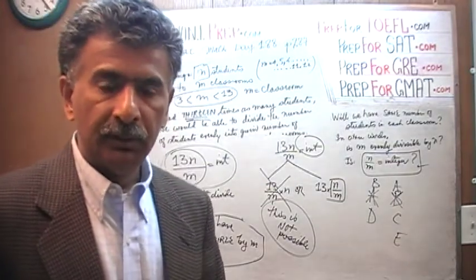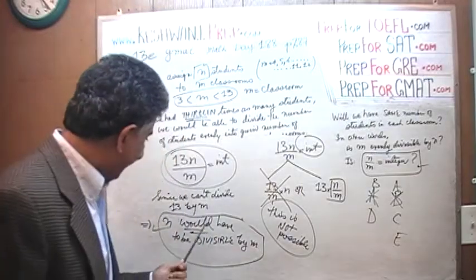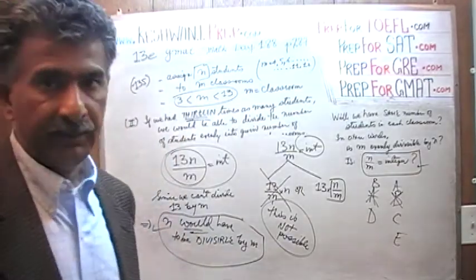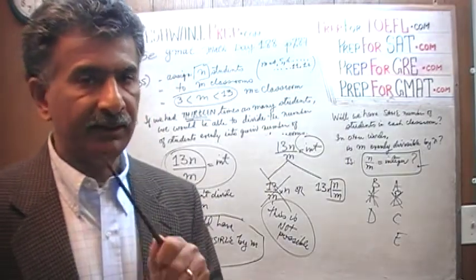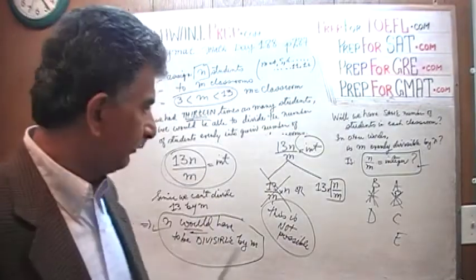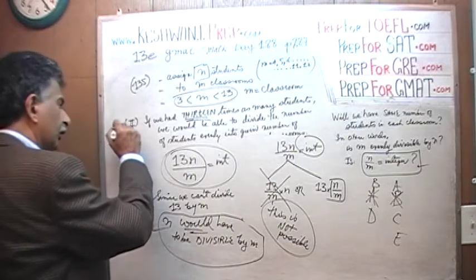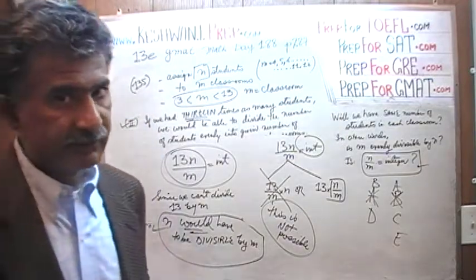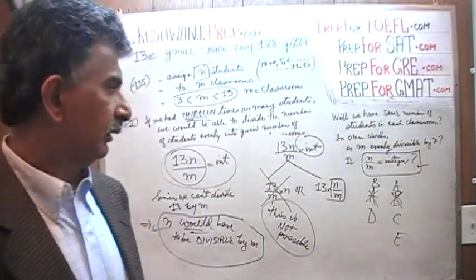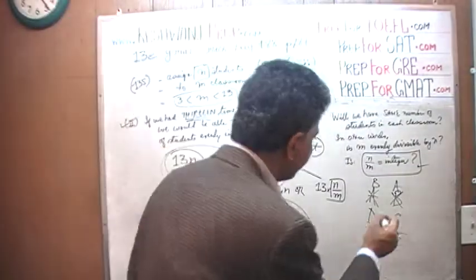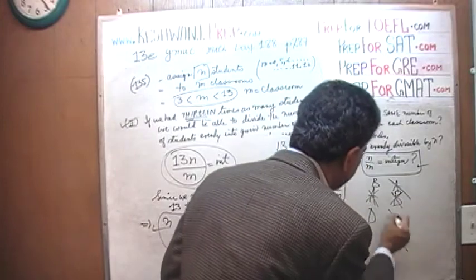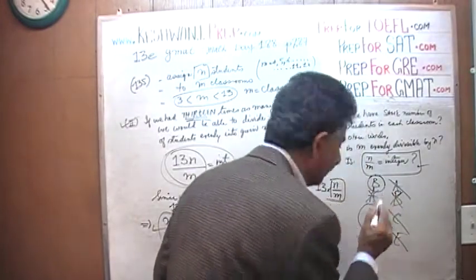We are able to deduce that n, whatever it is, must be evenly divisible by m, because 13 cannot be divided by m. That's all. So the second statement does the job beautifully. And since the second statement works by itself, now we know that the answer cannot be A, C, or E. It would have to be either B or D.